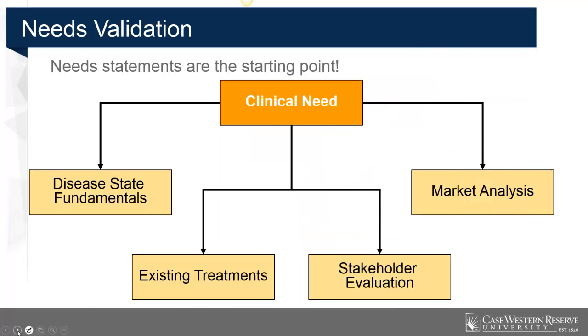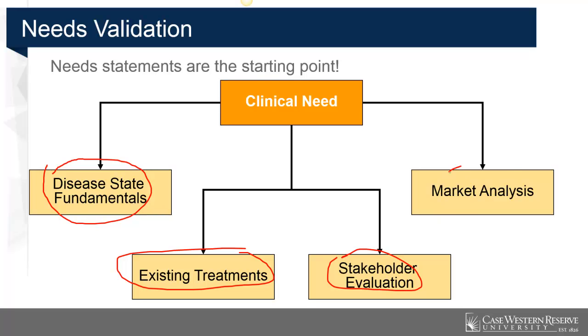So here we are. Need statements are the starting point for the need specification. As we've talked several times, we're going to understand disease state fundamentals, existing treatments, stakeholder evaluation, and market analysis, and this is going to set up the clinical need, which, having been tested and validated against our stakeholders, is going to produce what we consider to be a specification, and this specification then feeds into the design.